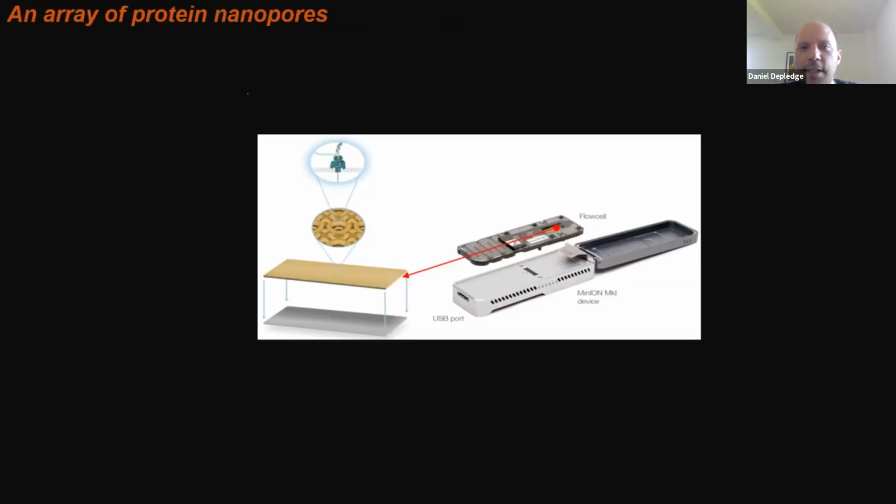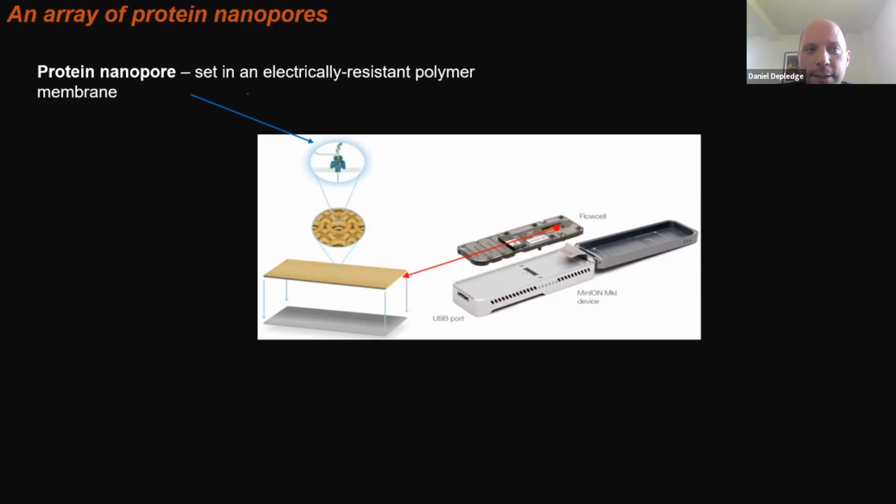Okay, so that gives you a brief overview of nanopore sequencing, and if you don't know what you just saw, I will try to explain it to you in a little bit more detail now. So the principle of nanopore is very much that you generate these protein nanopores, which at the moment are taken from different types of microbes, although they are working on generating some synthetic versions. And you basically embed these in an electrically resistant polymer membrane. And that's shown over here.